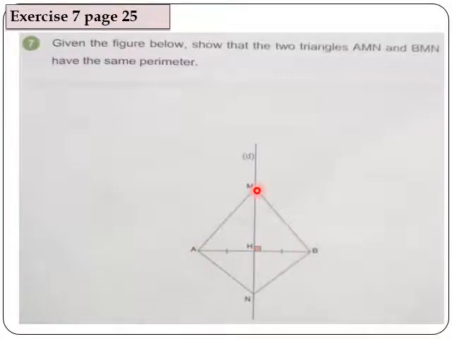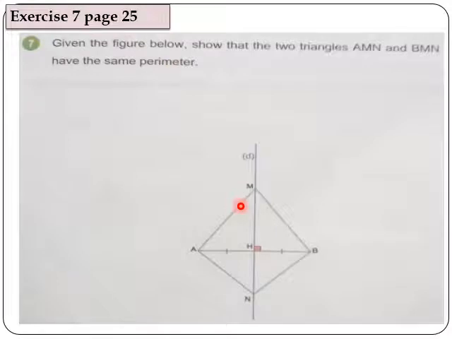Here we have M is a point on a perpendicular bisector, so it's equidistant from both extremities of the sides. Equidistant means equal distances. So MA is equal to MB. Similarly, N is a point on the perpendicular bisector, so I can say that NA equals NB since N is equidistant from both extremities of segment AB. Now, it's required to show that the two triangles AMN and BMN have the same perimeter.